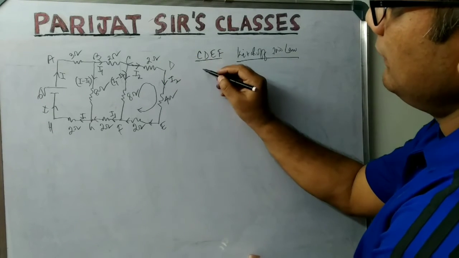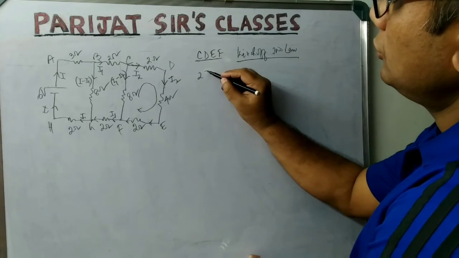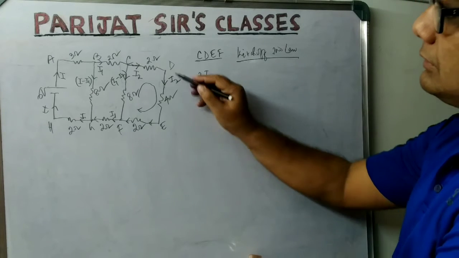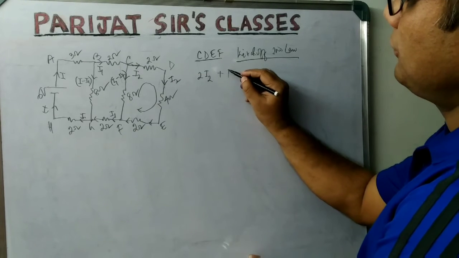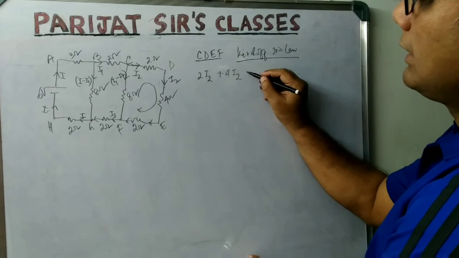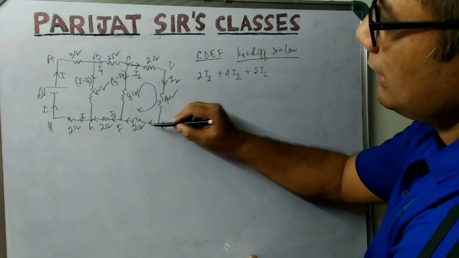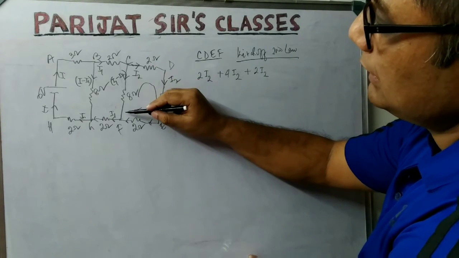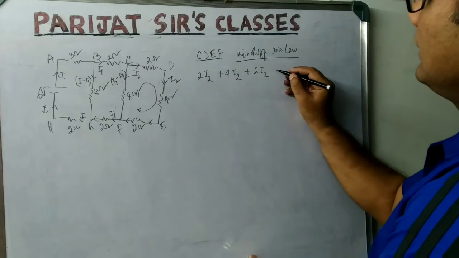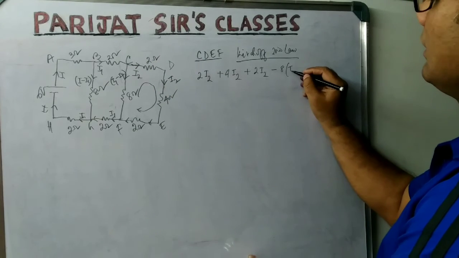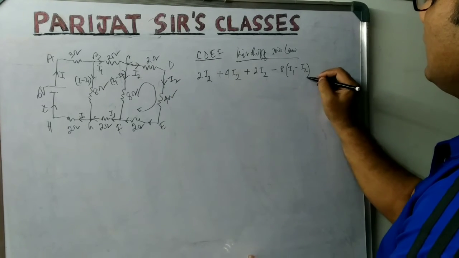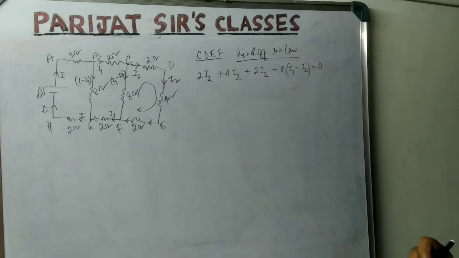I'm going in the direction of the current. So 2I2, it will be plus. Then in the direction of the current, 4I2. And then again in the direction of the current, so 2I2. And then here, we are going opposite to the direction of the current. That is minus 8(I1 minus I2) equal to 0.